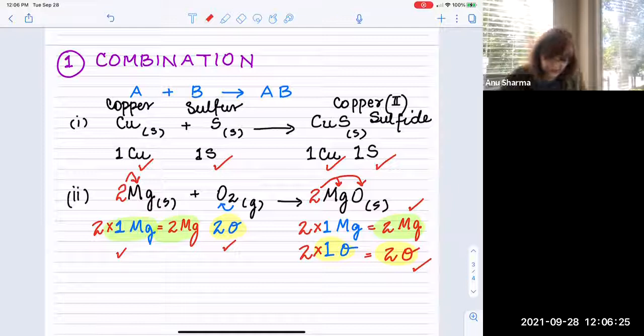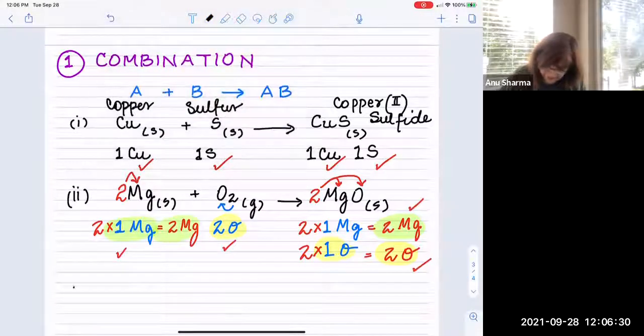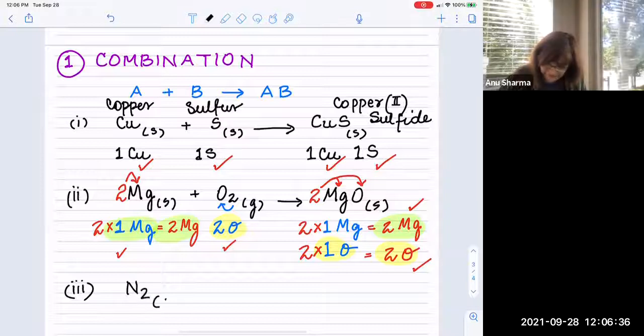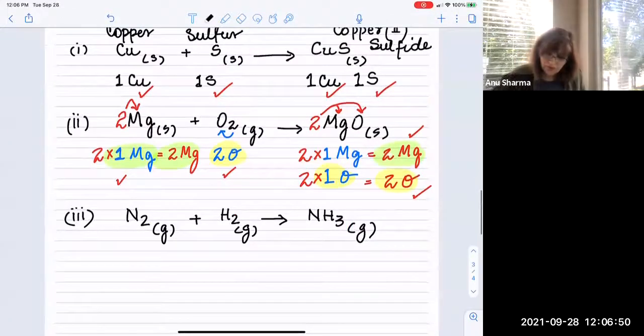Let's look at one more example. This was adding 2, which is simple. Now, for example, nitrogen as a gas reacting with hydrogen as a gas gives you NH3 as a gas. So we have nitrogen as a gas and hydrogen as a gas giving you ammonia.